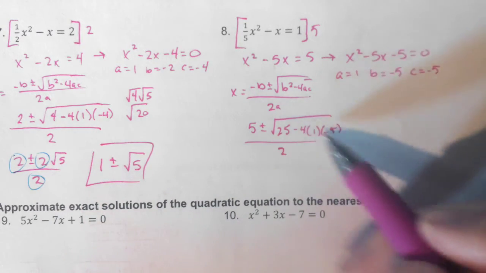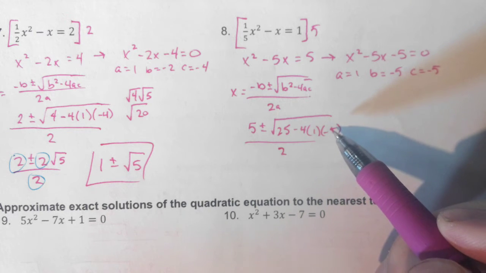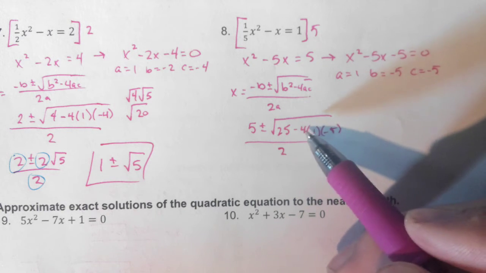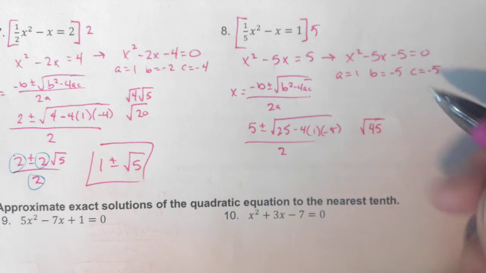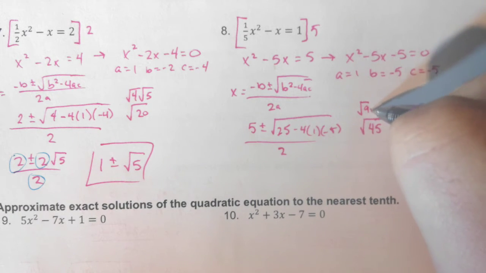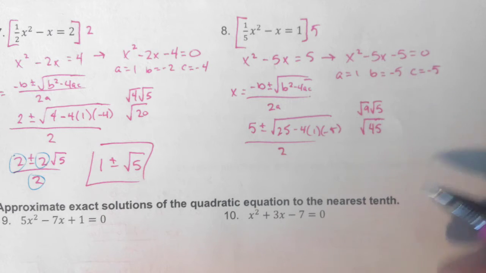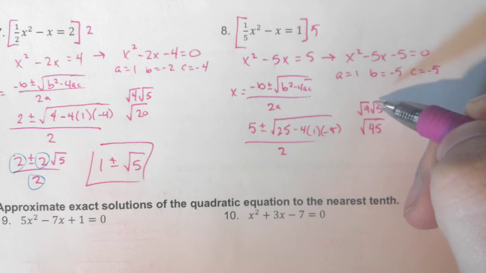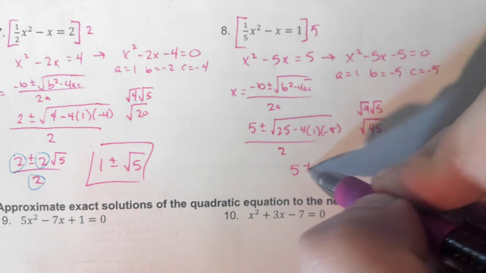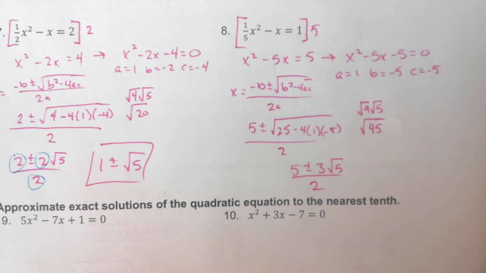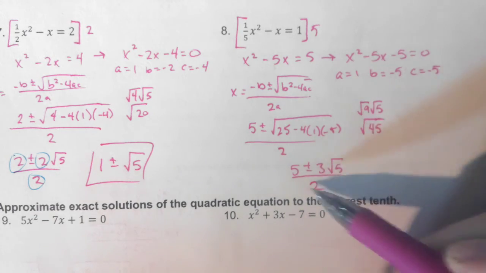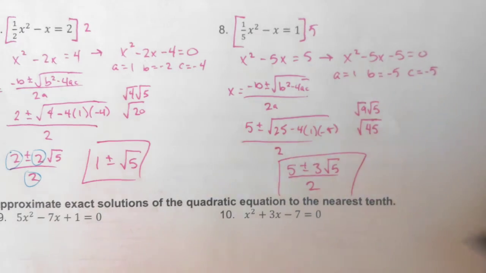All right, do the math inside of that determinant. 4 times 5 is 20. That would be a positive 20. 25 plus 20 is 45. Square root of 45 inside of there. Is there a perfect square that divides it? Yes. 9. 9 times 5 is 45. So what do we get? 5 plus or minus the square root of 9, which is 3, square roots of 5 all over 2. And then I look at that, and it doesn't reduce this time, so that's going to be my answer. 5 plus or minus 3 square roots of 5 all over 2.